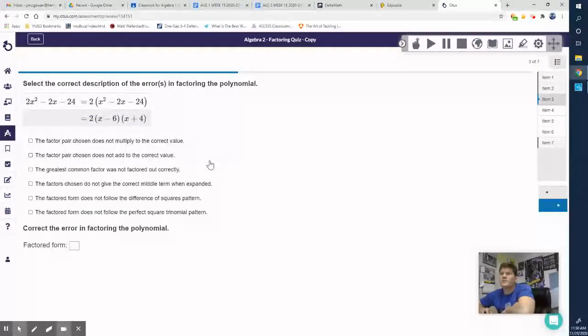Going on to number 3 here. 2x squared minus 2x minus 24. They took a 2 out, but notice they didn't take it out of the middle or the last term. And they turned out to have factored from here to here correctly, but taking that 2 out, it takes it out of every single term, the first, the second, and the third. They didn't do that. So greatest common factor was not factored out correctly. Let's factor this thing out correctly.